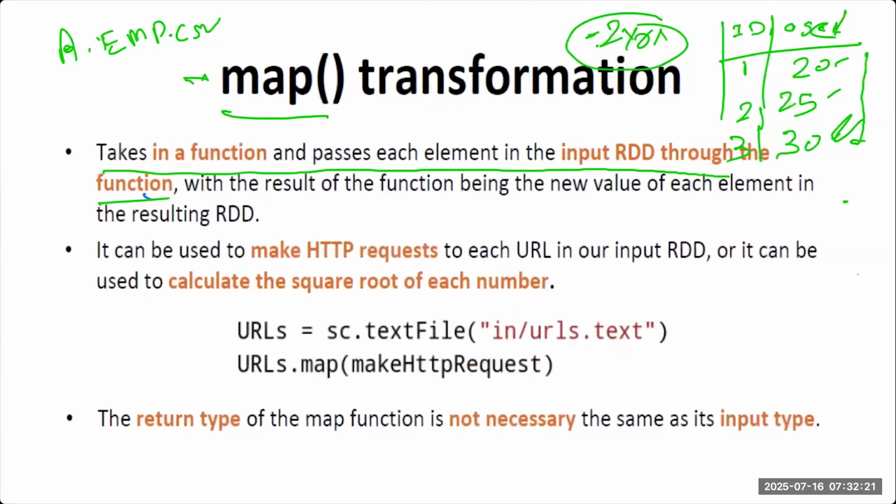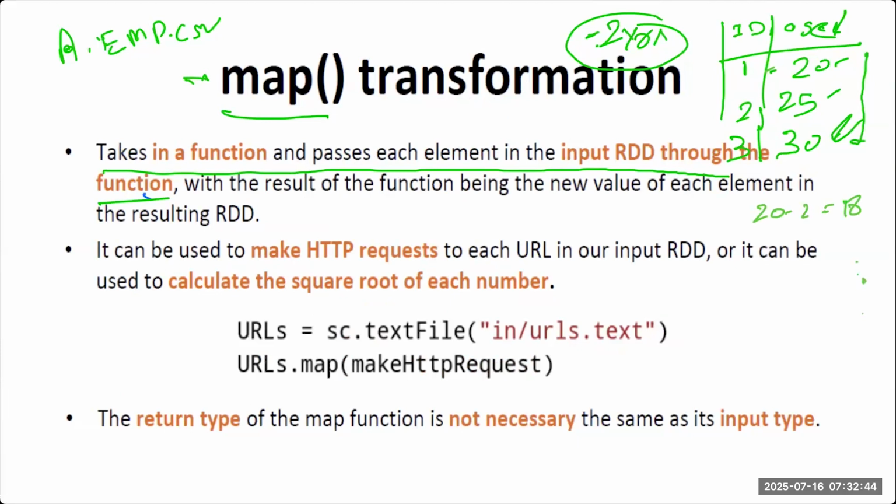So here in the map, from one element you are getting just one element, right? What I mean is that it will take this element 20 and subtract 2, 20 minus 2, and it will return you 18. Here it will return you 23. Here it will return you 28. So from one element, it will return you only one element.